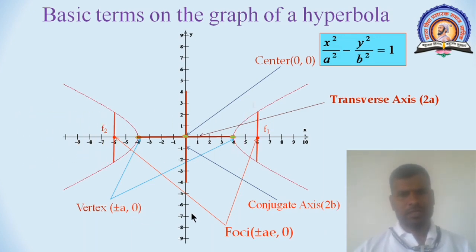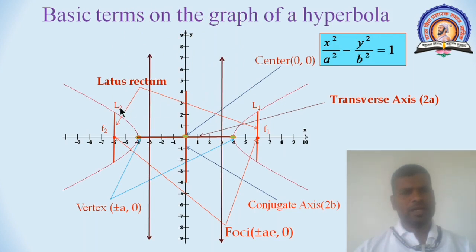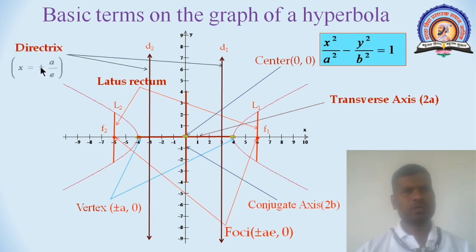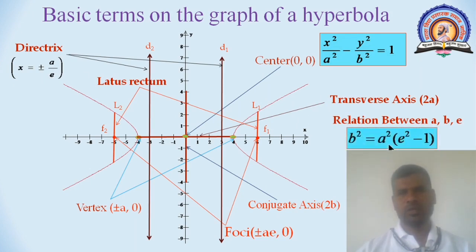These two lines passing through the foci are called latus rectum L1 and L2. These two parallel lines are called directrix D1 and D2 of hyperbola, whose equations are x is equal to plus or minus a upon e. Now the relation between a, b and e is b square is equal to a square into e square minus 1.